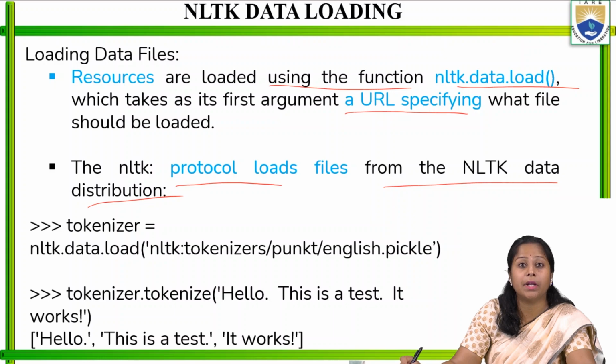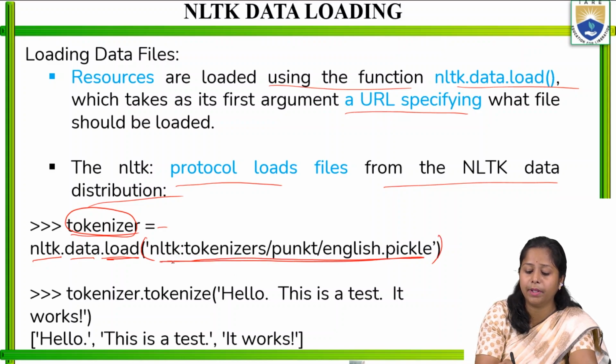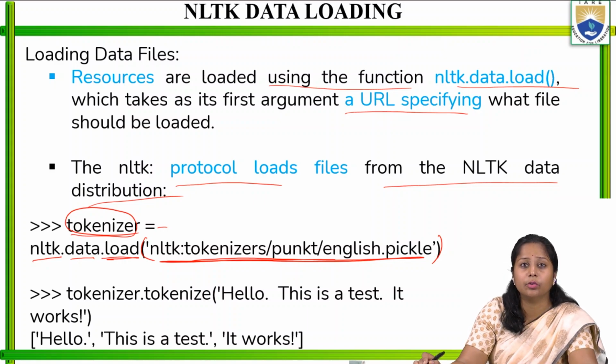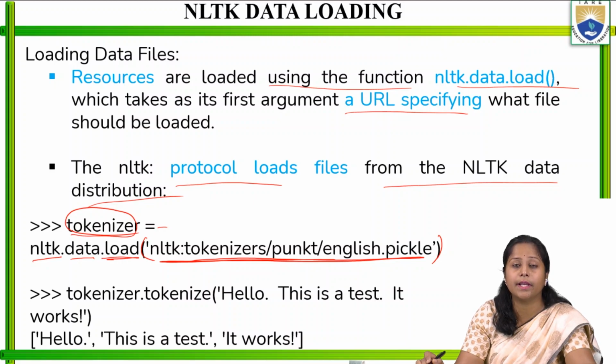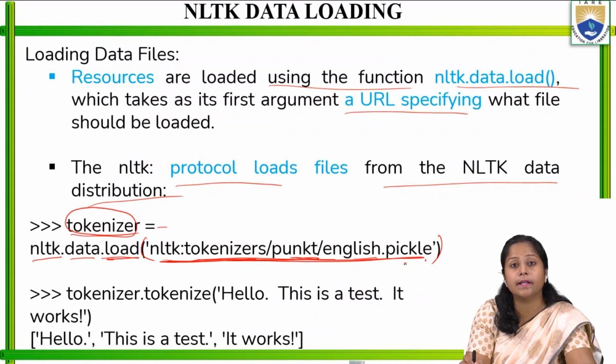On the command prompt, I am going to write tokenizer, create an object that is equal to the nltk.data.load function. In the function I am going to write the proper path of this particular URL, which is going to be loaded as a data file. So here I need to write nltk:tokenizers/punkt/english.pickle. Like this, this is a data file, a resource. The URL should be written here.